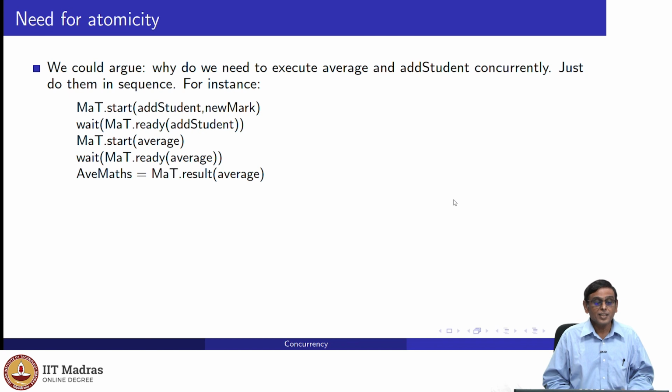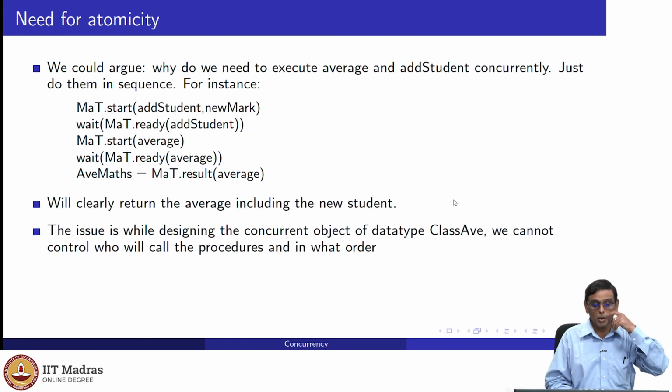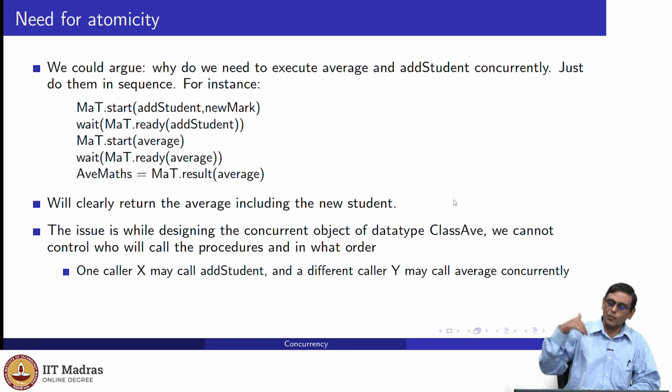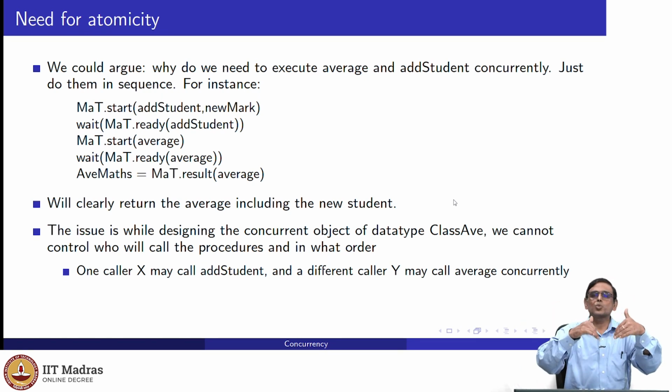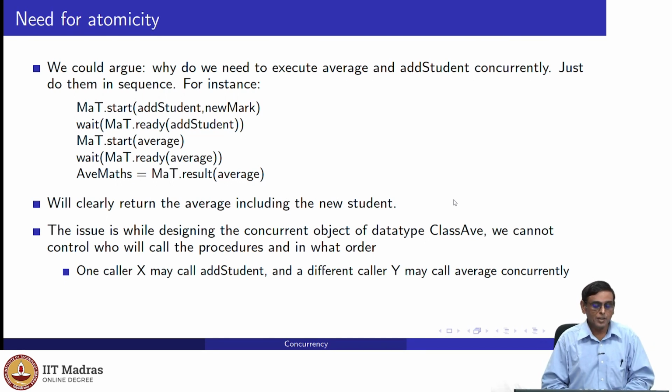The answer is, it may not be the case that the same guy is calling both these procedures. You might have one object X which is calling add student, and a different caller Y might be calling average concurrently. So two people may be calling the same object, two procedures at the same time, and it's not possible for X to talk to Y and find out whether Y is going to call.